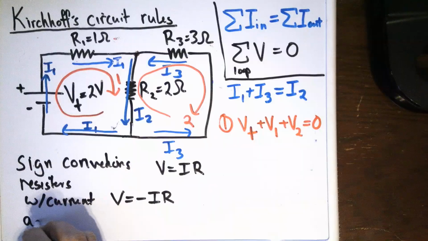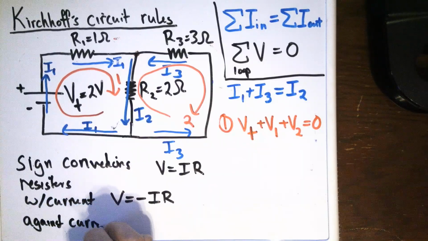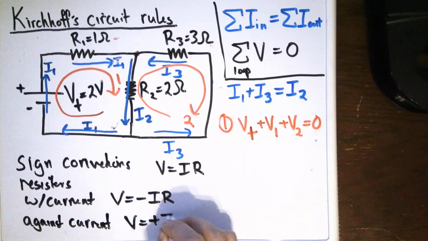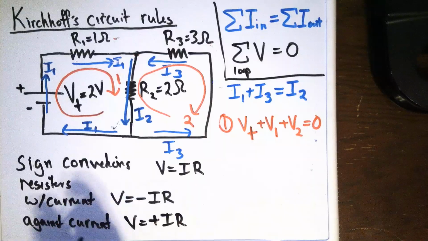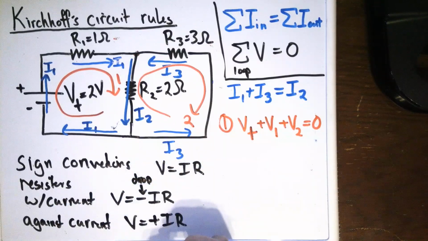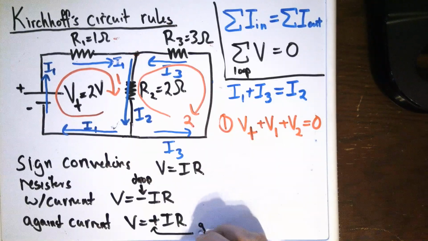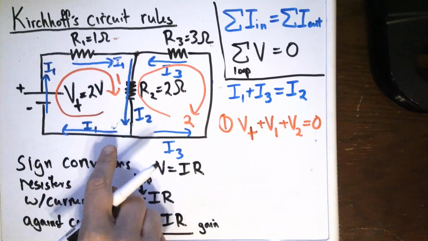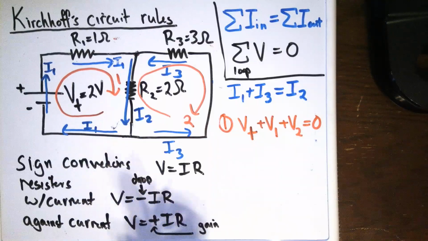If you went against the current, you'd have a voltage gain. So that would be positive IR. So with the current, you have a drop. If you go against the current, which is kind of the wrong way across the resistor, you get a gain. For both of mine, I've gone with the current as I've guessed the direction it's going, so I get a negative sign there.